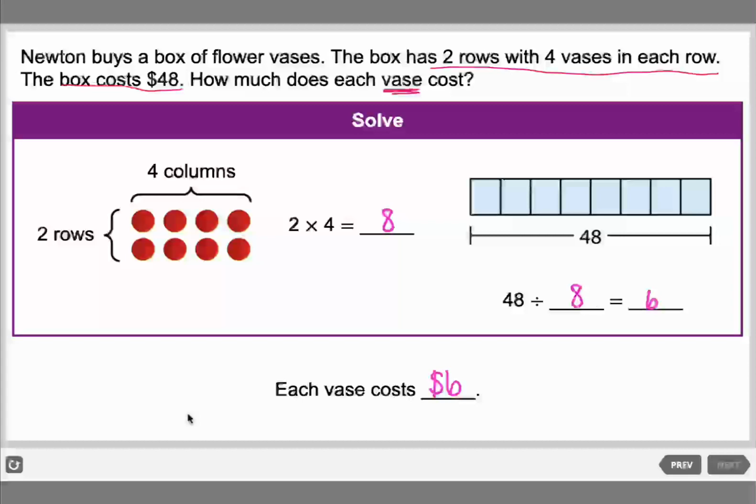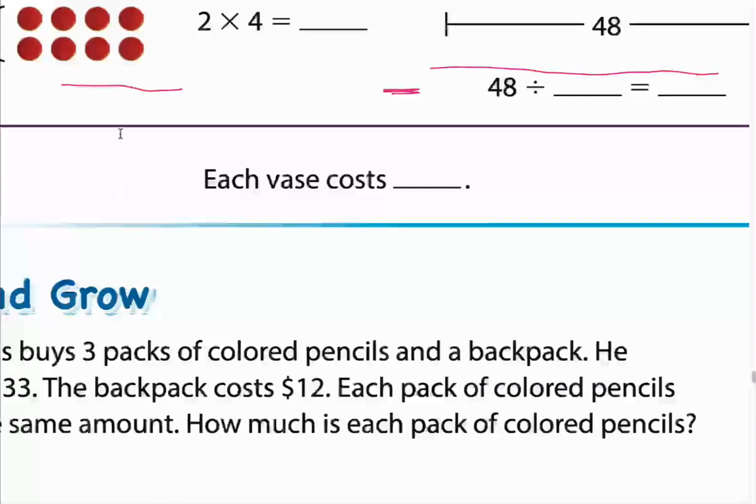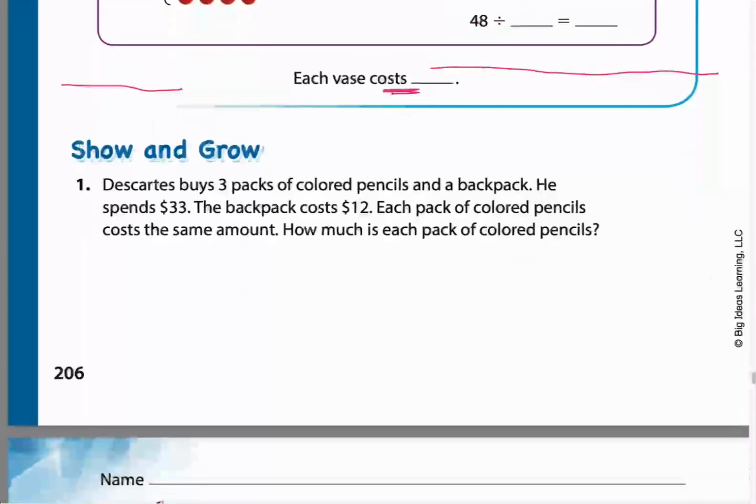Okay, now let's move back to the book. And here we have this question, question number one. Ibrahim? Yes, teacher. Would you please read the question? Descartes buys 3 packs of colored red pencils and a backpack. He spends $33. Backpack costs $12. Each pack of colored pencils cost the same amount. How much is each pack of colored pencils?